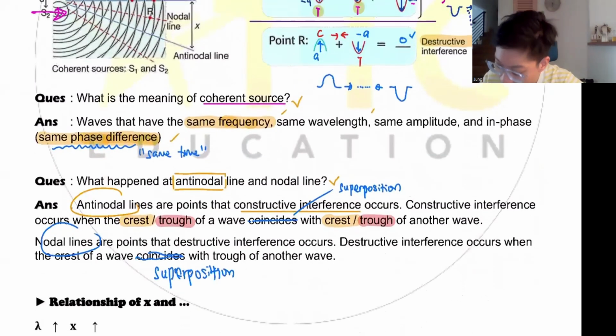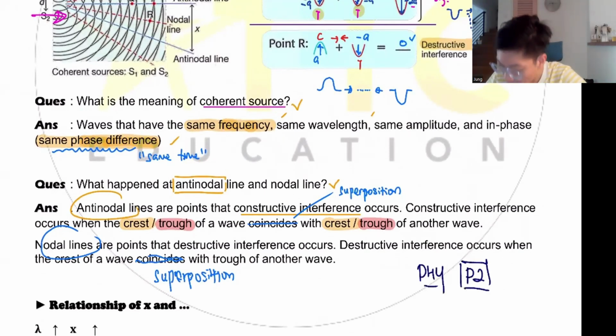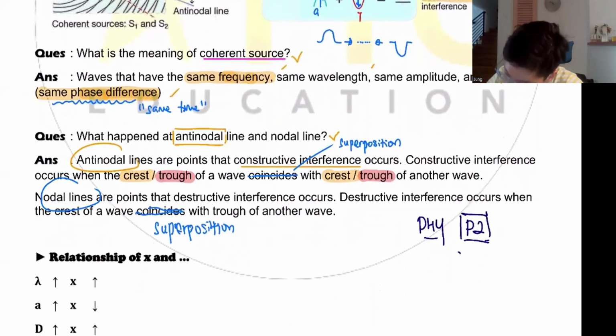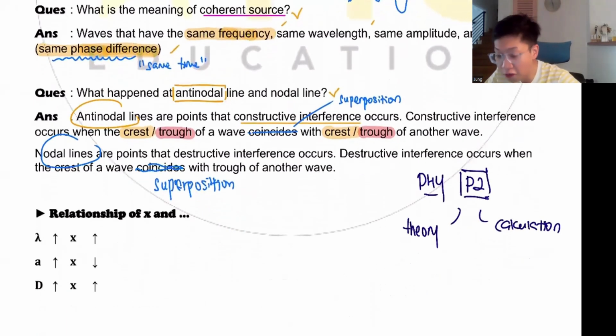Okay, all right. Now, I know some of you are probably new students here. Hello, everybody. I just want to remind everybody one very important thing. In physics, remember, paper 2, right, guys? How many percent is theory? How many percent is calculation? Anybody want to guess? 50-50?